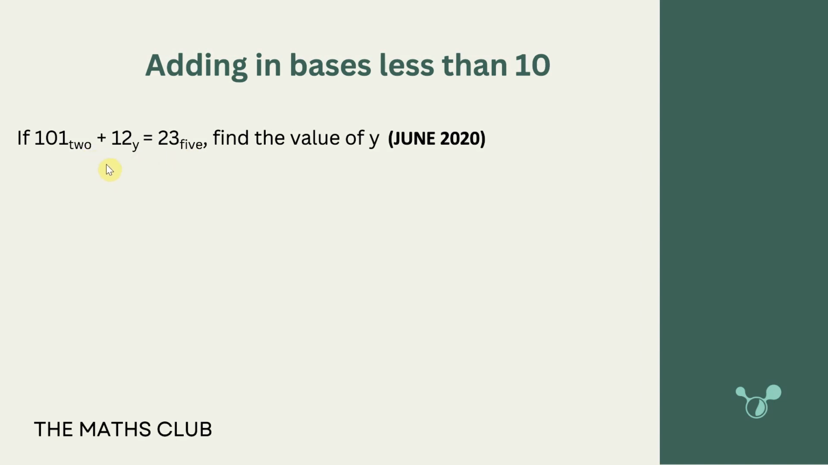What's the first thing that we're going to do? Definitely, we're going to convert each of them to base 10 so that we can compare. I mean, you have to compare orange with orange. You cannot compare orange with apple, right? So let's convert each of them to base 10.